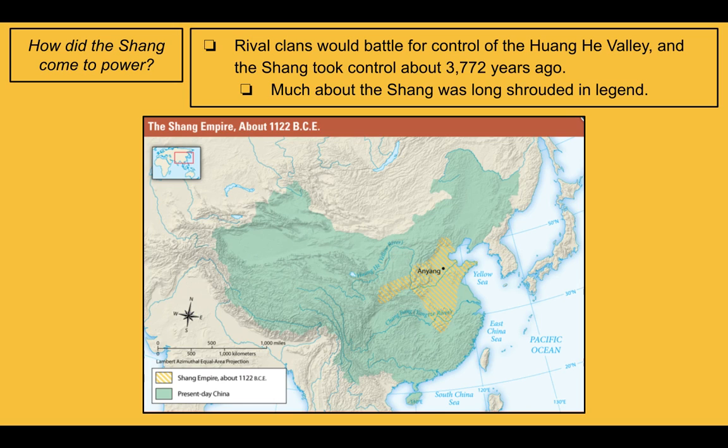So here we see how the Shang Empire spread. You can see it with the yellow lines there throughout a bunch of the Huanghe Valley. And then the green is present day China.